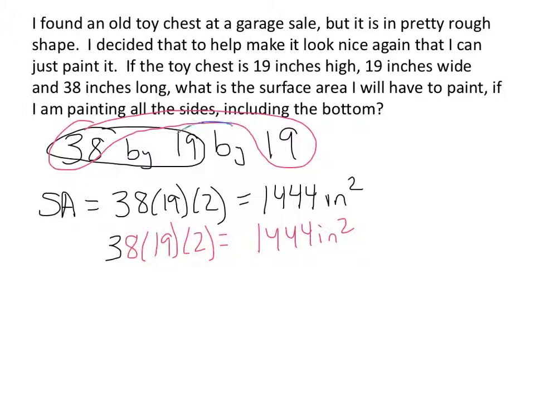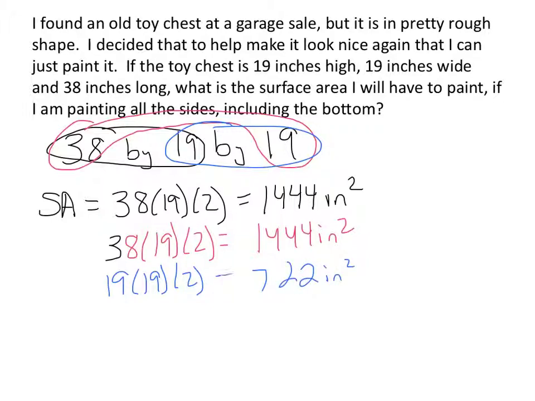And then the last thing we have to do is the 19 by 19. So 19 by 19 by 2, which gives us 722 inches squared. And now we're just going to add those for a total of 3,610 square inches that I need to paint.